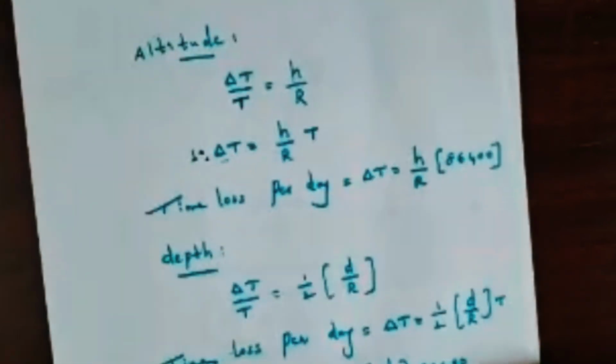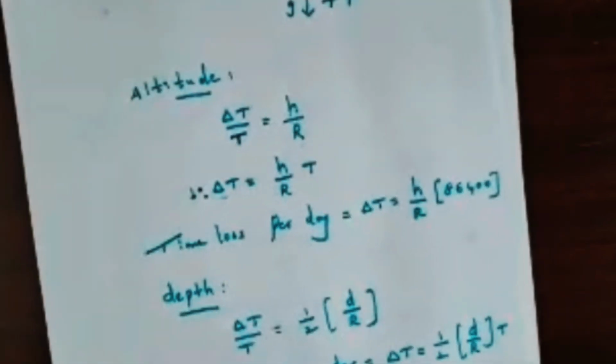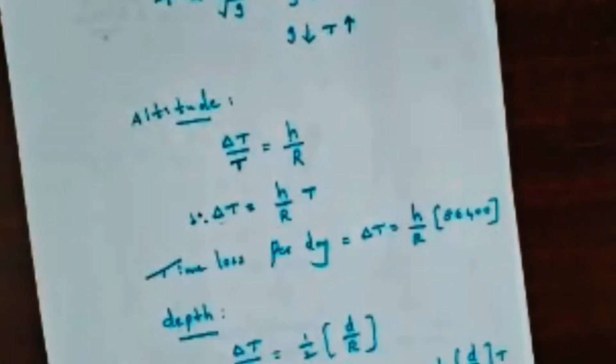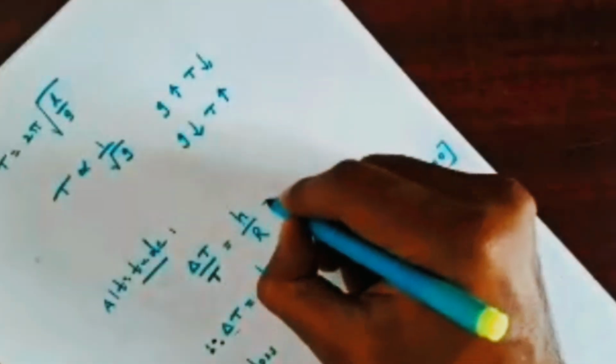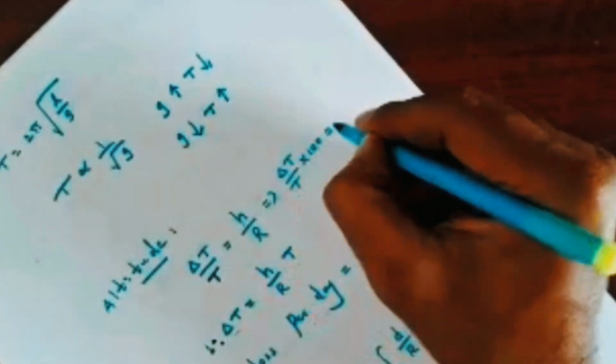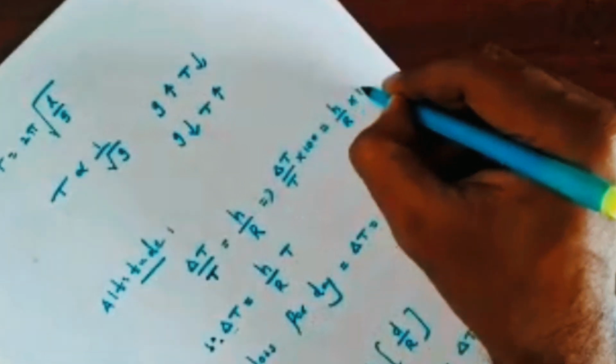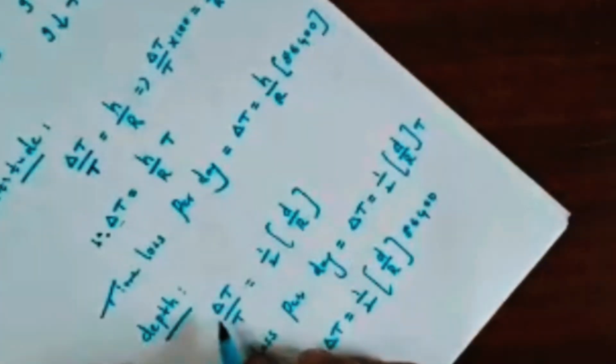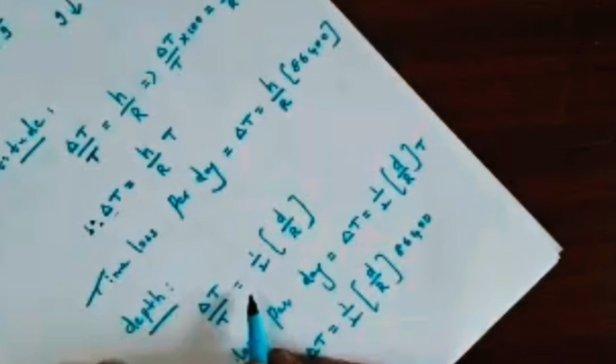Sometimes in the problem they used to ask percentage change in the time period. Then delta T by T into 100. That is nothing but you will get here H by R into 100. Delta T by T into 100 is equal to H by R into 100. And here also delta T by T into 100 is equal to 1 by 2 into D by R into 100.